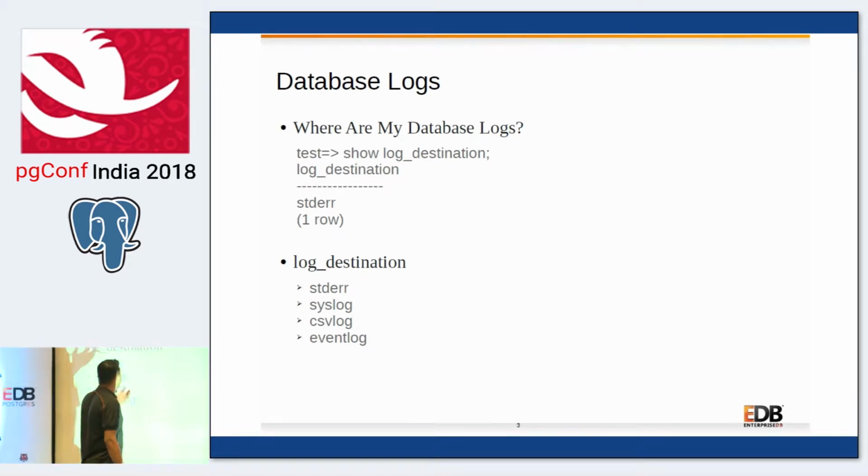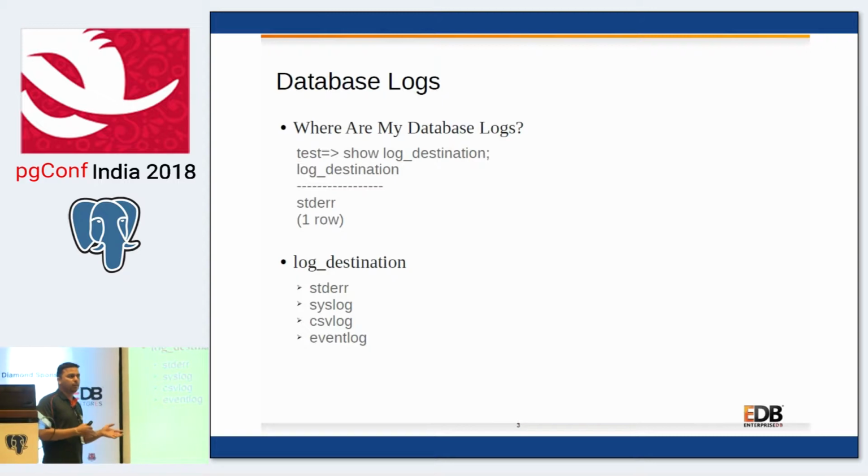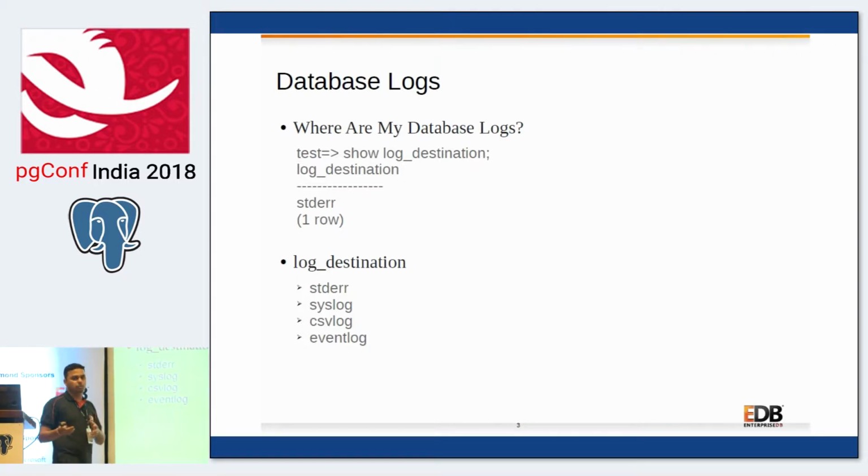For example, there is something called log_destination. This tells where the Postgres process is sending all its log messages. It can have different values: stderr, syslog, csvlog, or eventlog in the case of Windows. The default is stderr, meaning that the Postgres process is sending all its log messages to stderr.